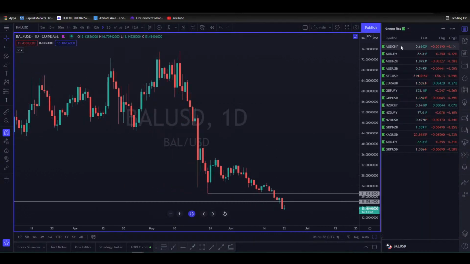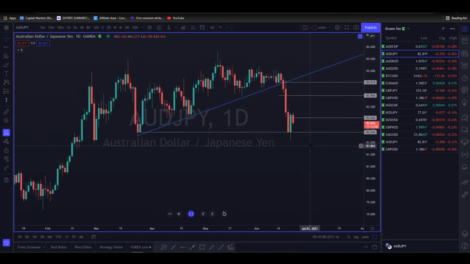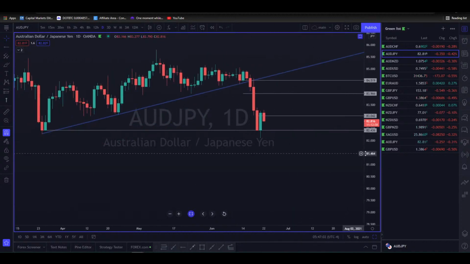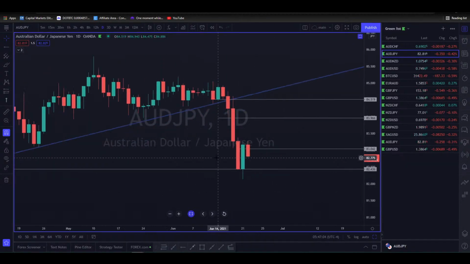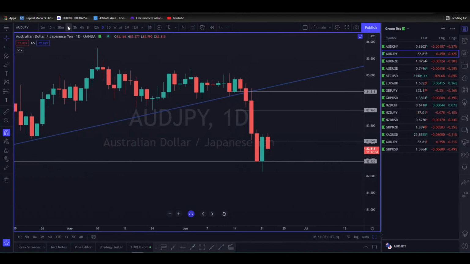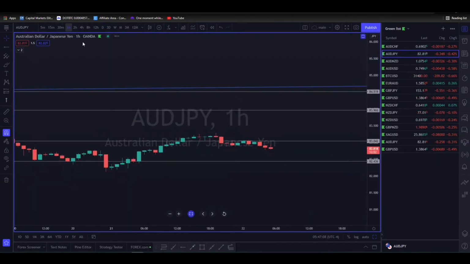So get over here back on the old FX. Here's Aussie Yen. Took a short on this last week. I have exited that position completely. I am no longer in it. Here was the entry.